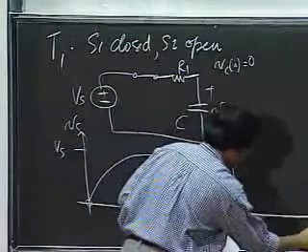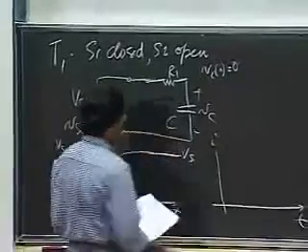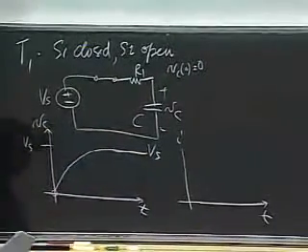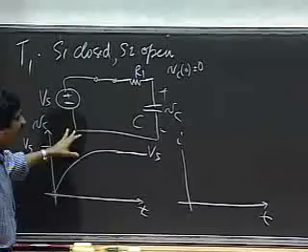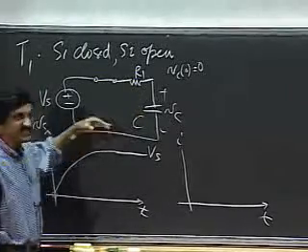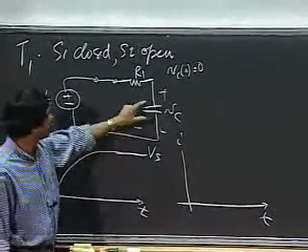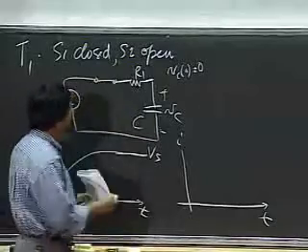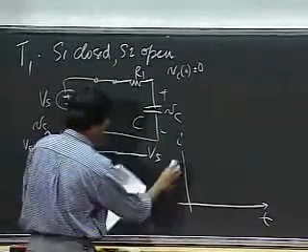I can similarly plot the current for you. At time t equal to 0, instantaneously the capacitor looks like a short. And so the current that I start off with is going to be Vs divided by R1.